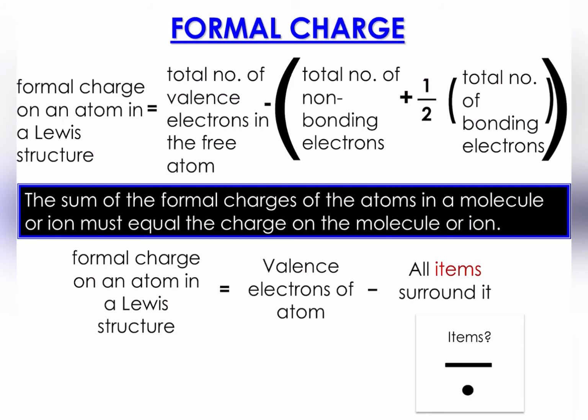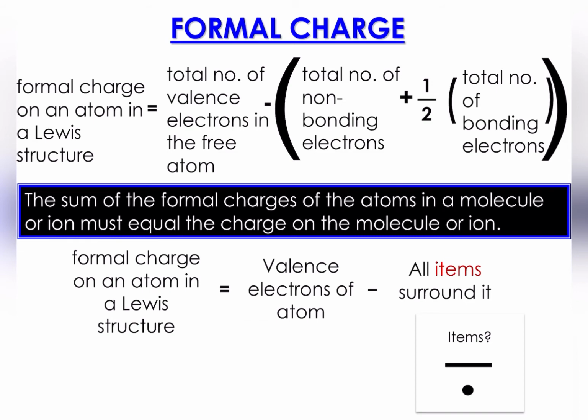And another way to calculate, in the simplest way: the formal charge on an atom in a Lewis structure equals the valence electrons for the atom minus all items around it. So what do we mean by items? There are only two items. The first is a dash, which represents one item, and a dot, where one dot represents one item. These are the requirements you need to understand to use this simple formula.